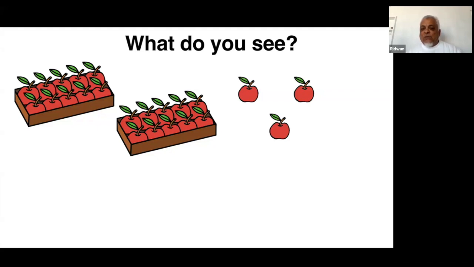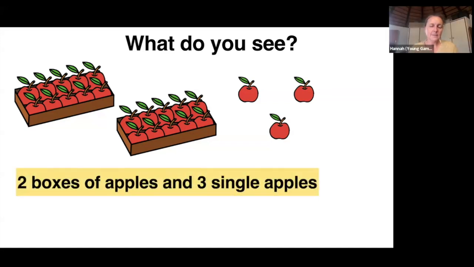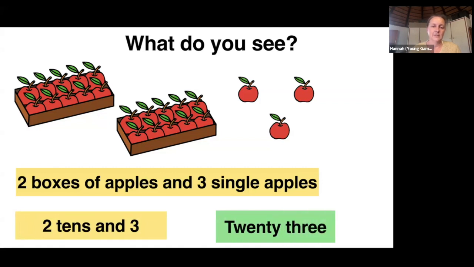I saw 2 groups of 10, so they reckon that there's 10 in a box. Correct. But in one box, there are 2 rows of 5. So you could even say that you see 4 rows of 5 apples and 3 singles. Or you could say in one box, there are 5 groups of 2. In other words, I'm seeing 10 groups of 2 apples and 3 singles. It's just a whole lot of different ways that one can talk about what you see. But essentially, there are 2 boxes of apples and 3 single apples, which is 2 tens and 3, which is obviously 23.